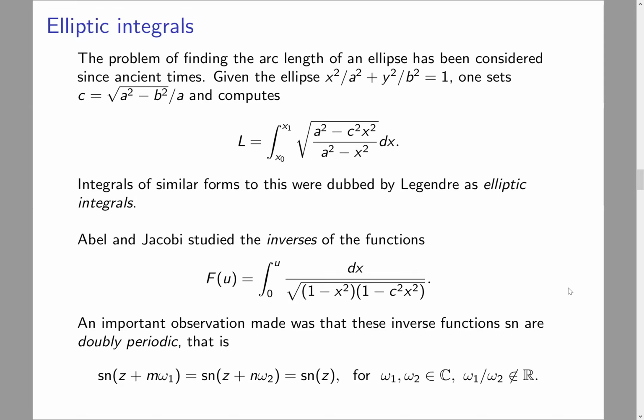Okay, so where are we at in this story? We've talked about ellipses and their arc lengths. That's led to these gadgets called elliptic integrals. And we have these inverses of the functions that come out of elliptic integrals. And the inverses of these functions have this doubly periodic nature to them. They're periodic in two different directions. Functions of this kind we call elliptic functions. An elliptic function is a function on the complex numbers that is periodic in two different complex directions.